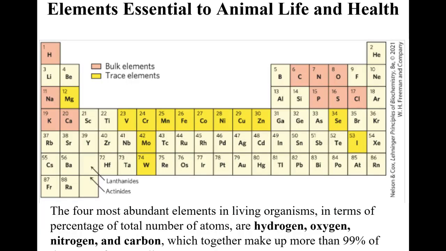And so as far as elements that are essential to animal life and health, the four most abundant elements are hydrogen, oxygen, nitrogen, and carbon. And so you want to make sure you memorize that and get familiar. Yes, there are other elements that are essential and come in bulk, but those are the four most abundant ones.